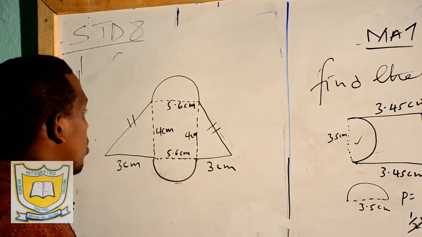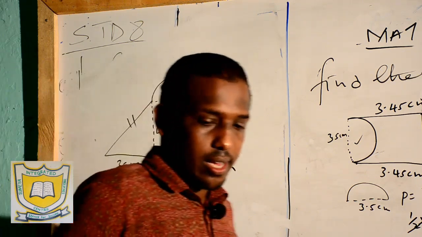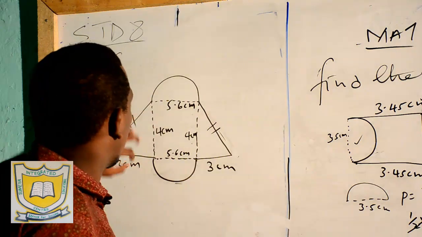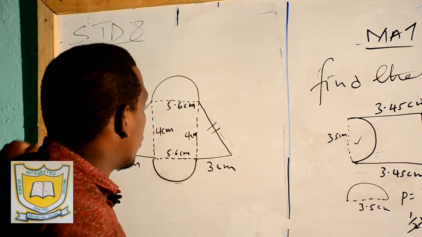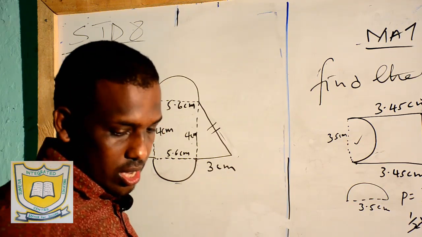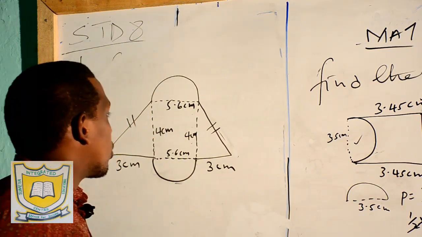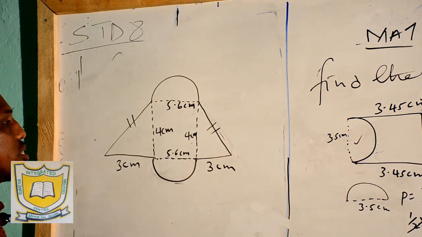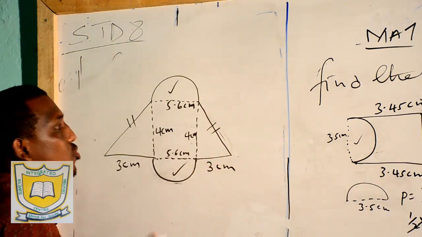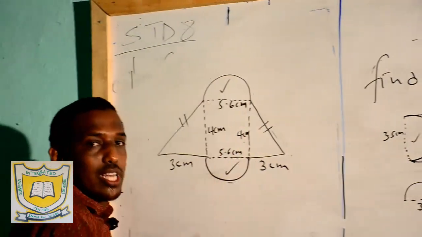So what we do now, here we have 3 figures. We have 2 semicircles, 2 right angle triangles on the sides, and we have the rectangle, which is a dotted one inside. So we want to get the perimeter now. For us to get the perimeter, we first get the perimeter of these 2 semicircles. So let us get the perimeter of these 2 semicircles now.